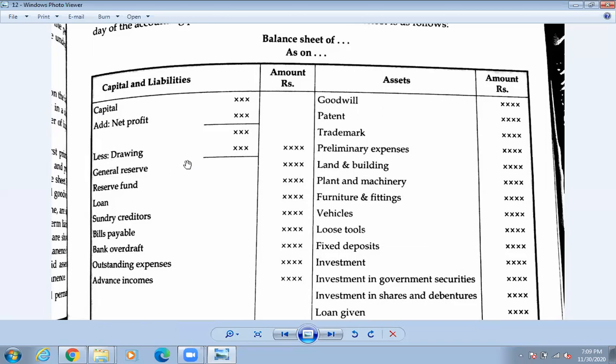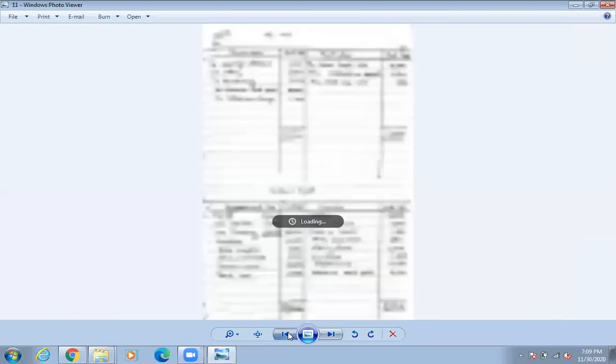So the company, we need to remember small things. So first it will be capital. After capital, you need to add net profit. Net profit must be added. Do you remember, net profit will be in the profit and loss account, isn't it? So in profit and loss, there was net profit, as a balancing figure, isn't it? Let me show you.